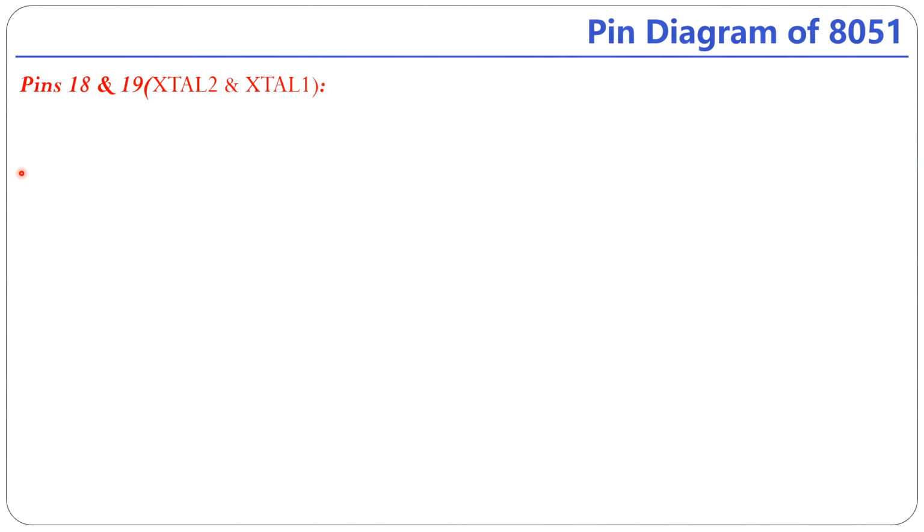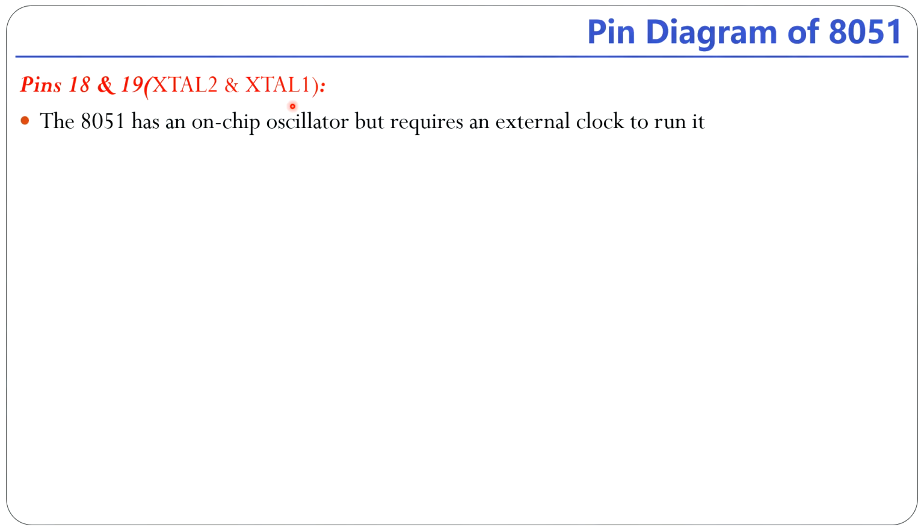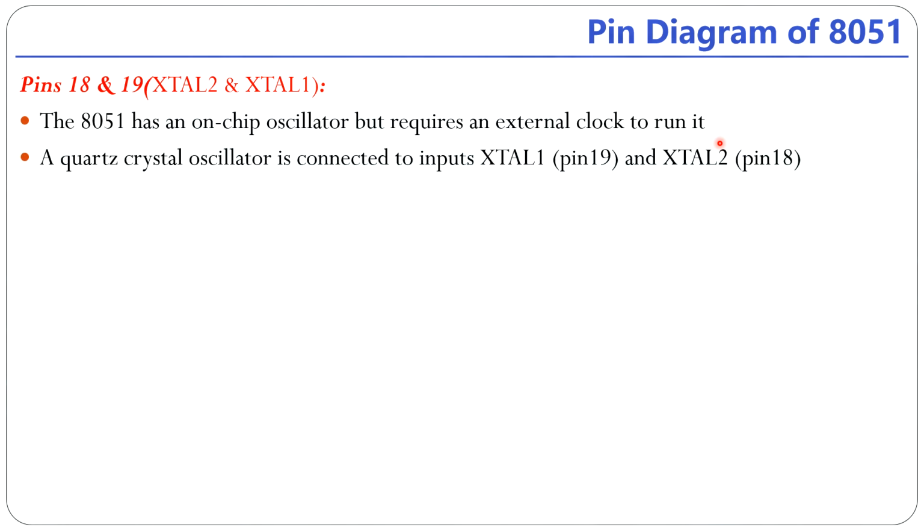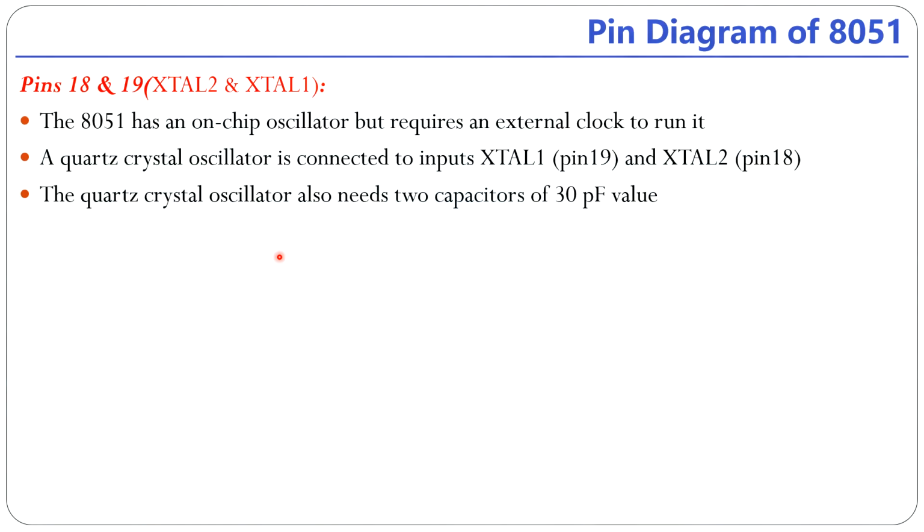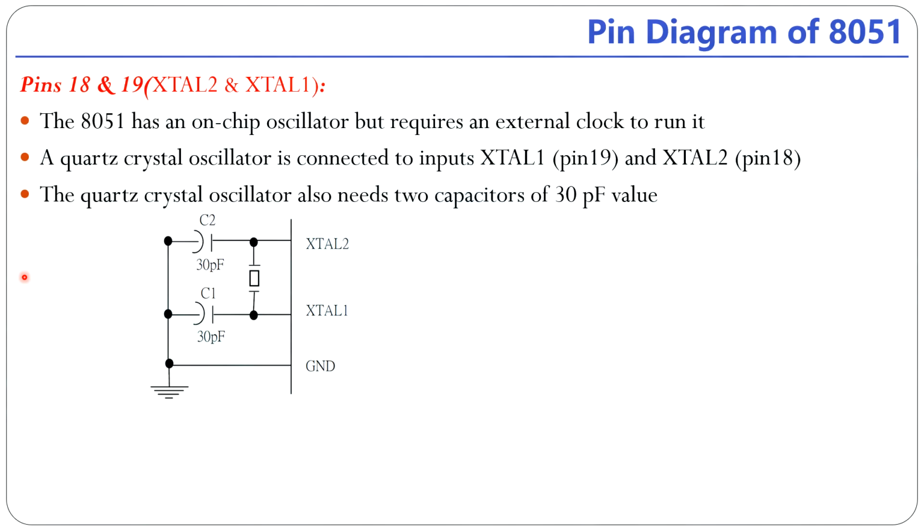Next we will see pin numbers 18 and 19, which represent the oscillator pins, XTAL2 and XTAL1. The 8051 has an on-chip oscillator but requires an external clock to run it. A quartz crystal oscillator is connected to input XTAL1, pin number 19, and XTAL2, pin number 18. The quartz crystal oscillator also needs two capacitors of 30 picofarad value. So we can represent it in this way.